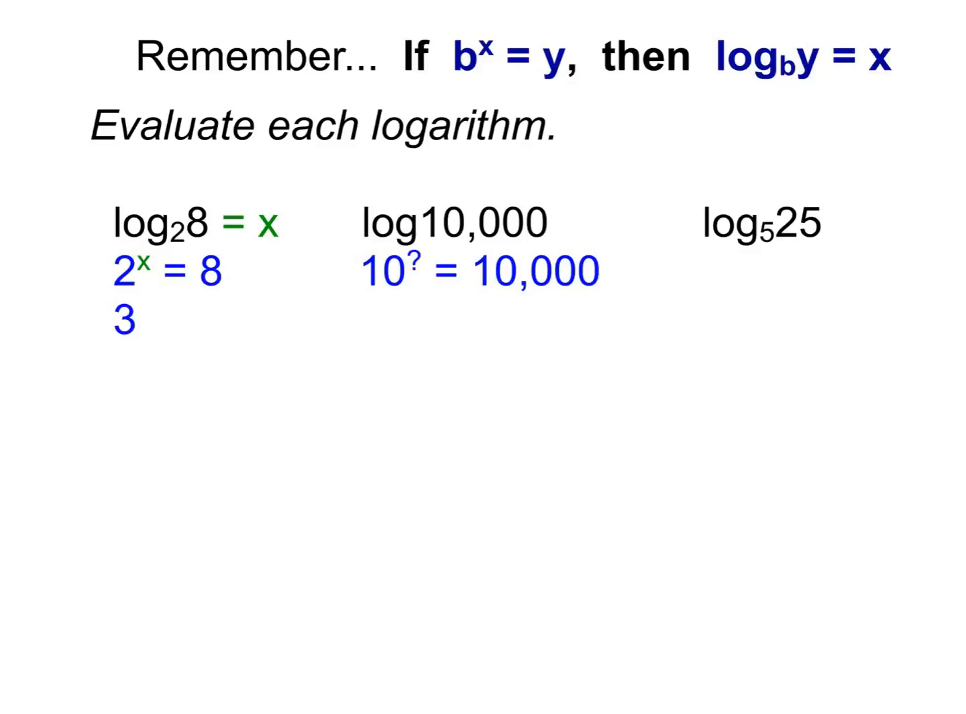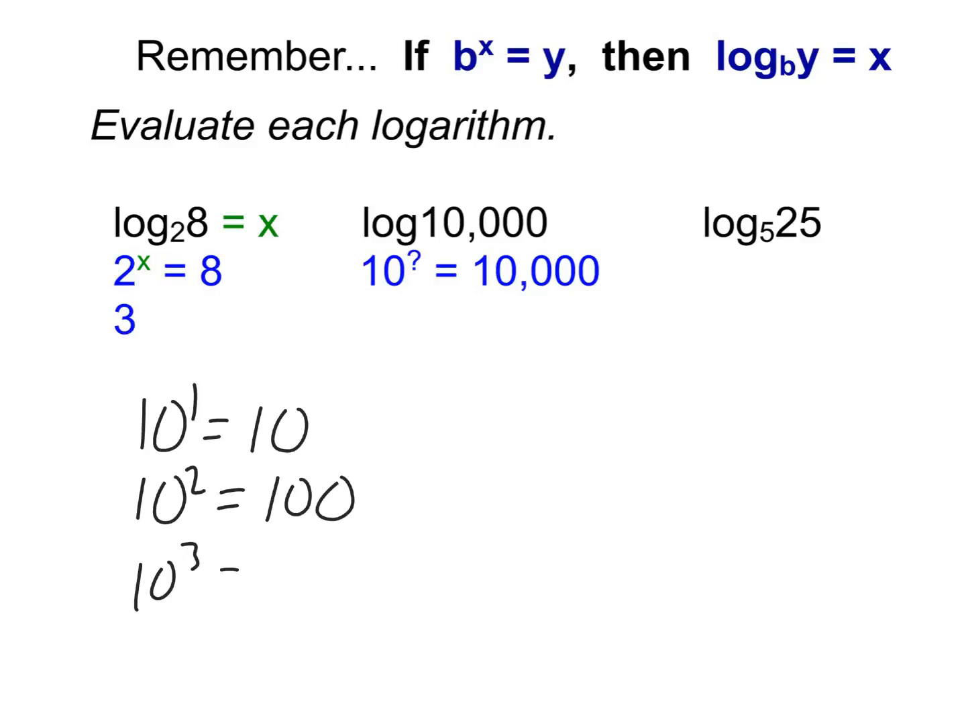And problems like this actually can be super easy once we know a little trick. So I want to show you this trick. 10 to the power of 1 is just 10. 10 to the power of 2, that is 10 squared. That's 100. 10 cubed would equal 1,000.